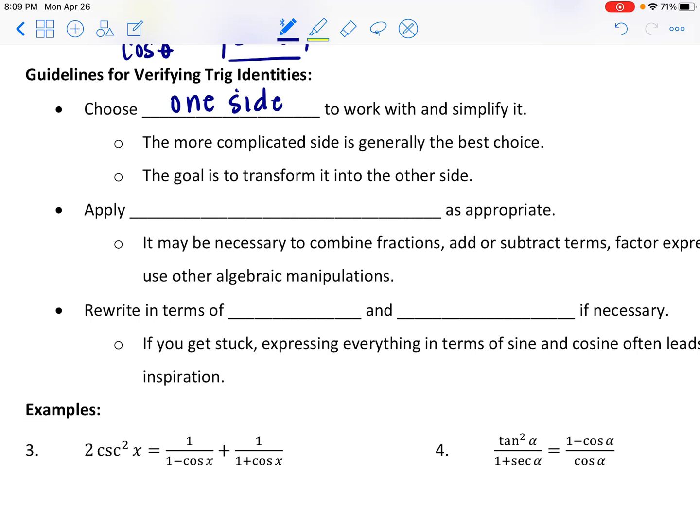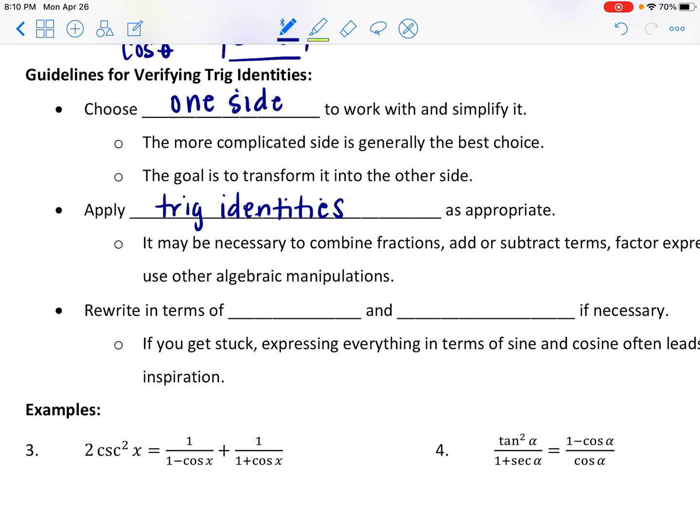Okay? We will try to apply and substitute in as many trig identities as possible. Okay, use those trig identities. It may be necessary, again, to combine functions, to add or subtract terms, to factor, to use all that algebra stuff, okay, that we've talked about before.